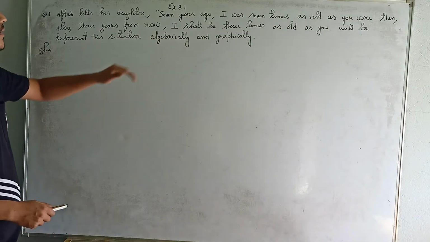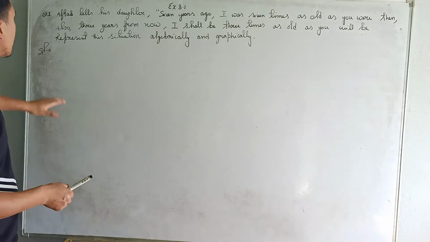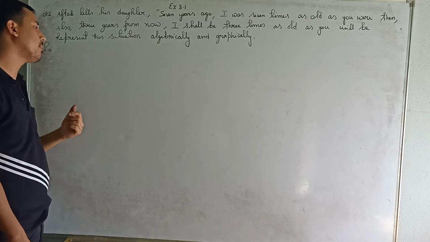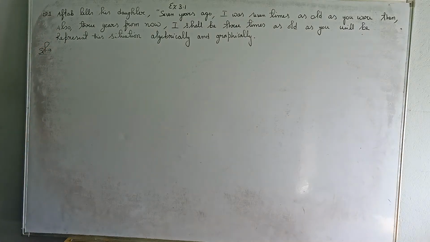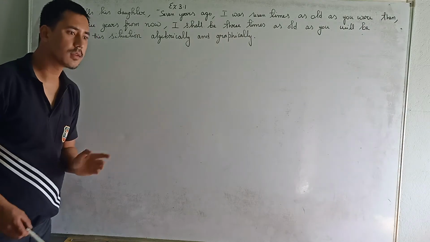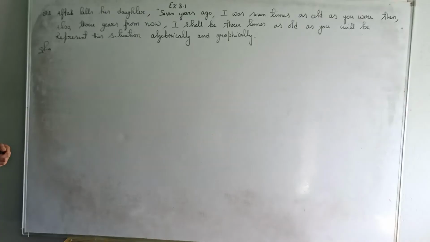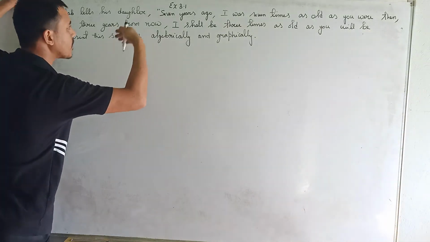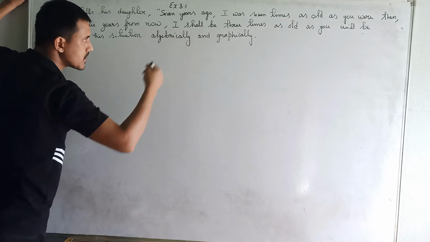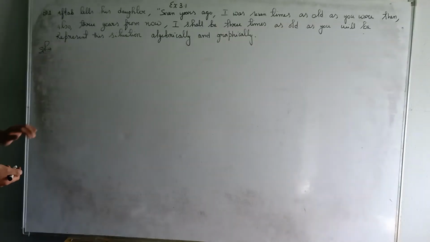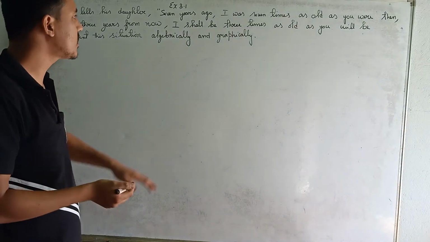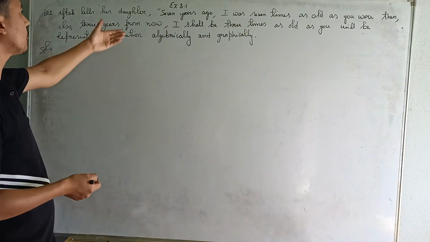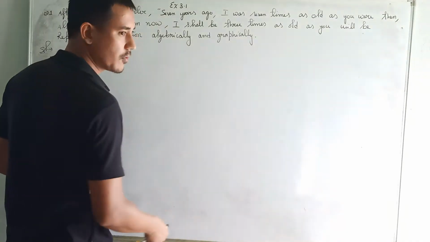Represent this situation algebraically and graphically. So we have to formulate this word problem into a pair of linear equations in two variables. Find its solution graphically this time. No algebraic methods are required. Aftab is talking about the past in which he was 7 times his daughter's age. Again, Aftab is talking about the future in which he will be 3 times his daughter's age.